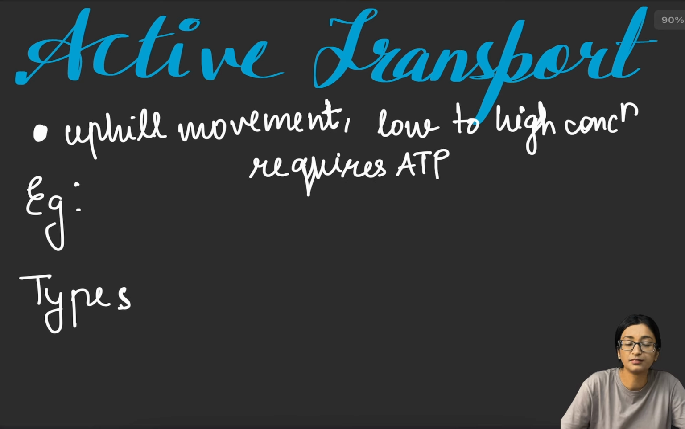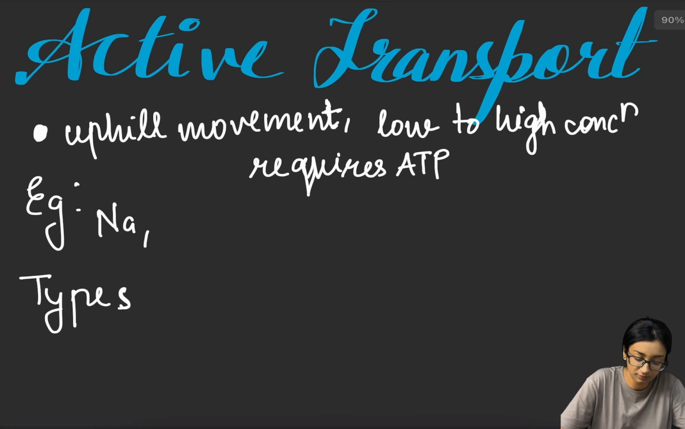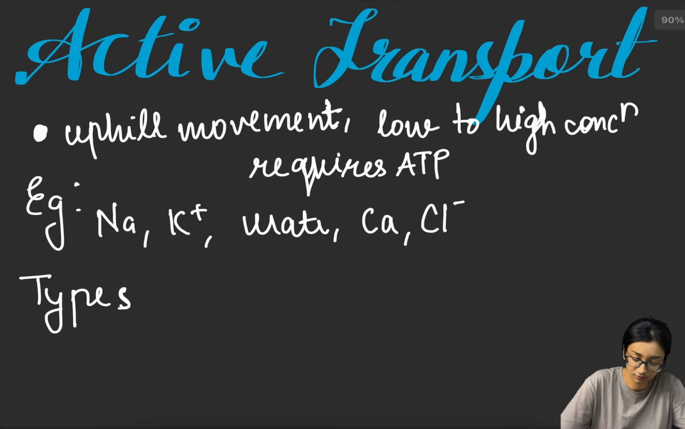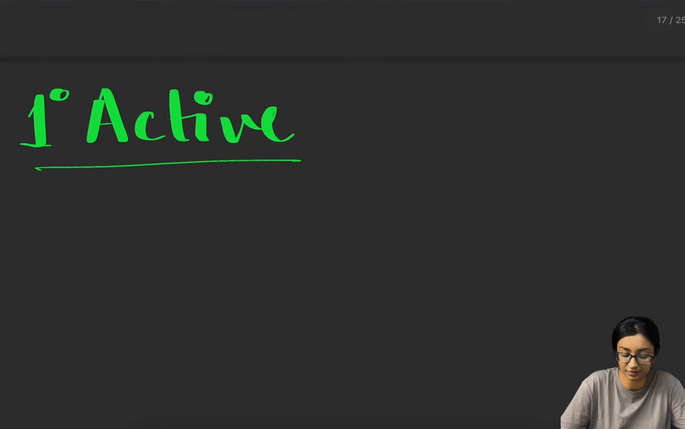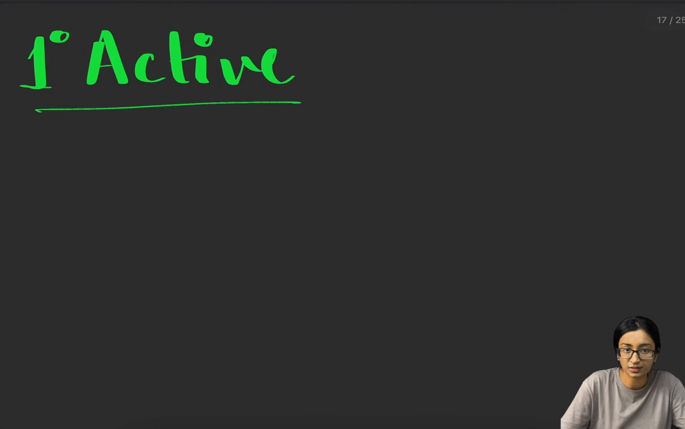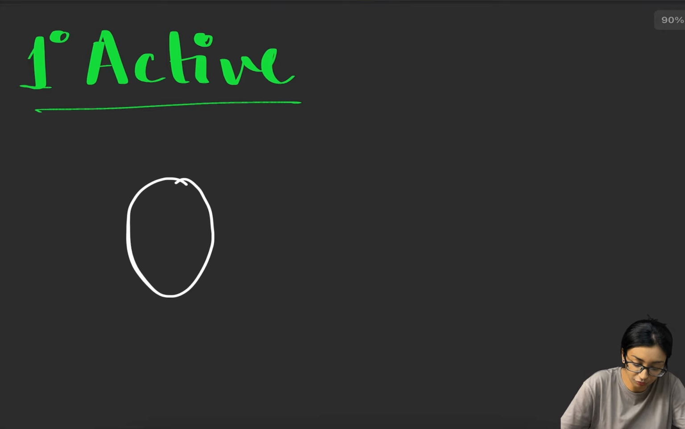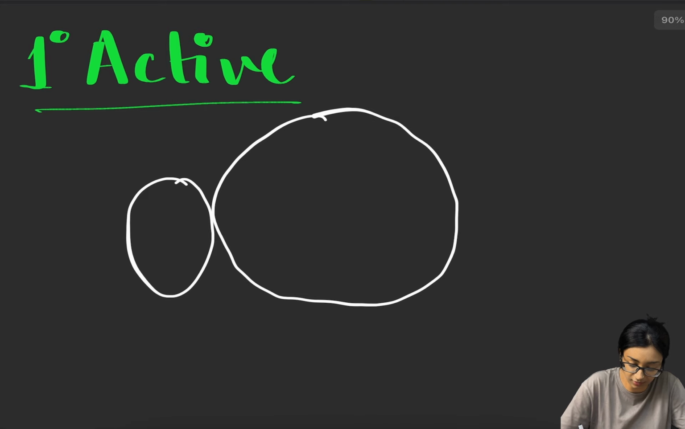For example, we have the sodium, potassium, chloride, calcium, hydrogen, and urate ions. And it is of two types, that is the primary and the secondary active transport. In the primary active transport, it takes the help of ATP, that is, with the help of a carrier protein, it activates the ATPase enzyme. The carrier protein here has two subunits, alpha and beta.